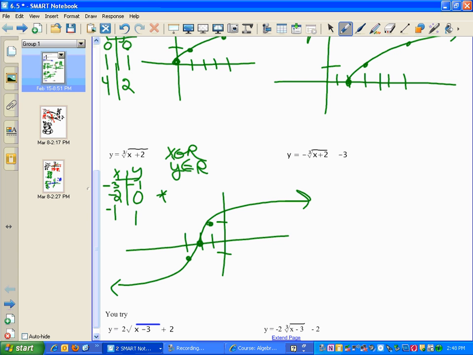All right, so we got two things going on in the next problem. I've subtracted this 3, and I've made this negative. So somehow, if this is our parent graph, we're going to do something to it. What do you think the 3 is going to do? Okay, maybe move it to the right. Okay, so it's going to move it in some way. And what's this negative sign going to do? Anybody know? Have an idea?